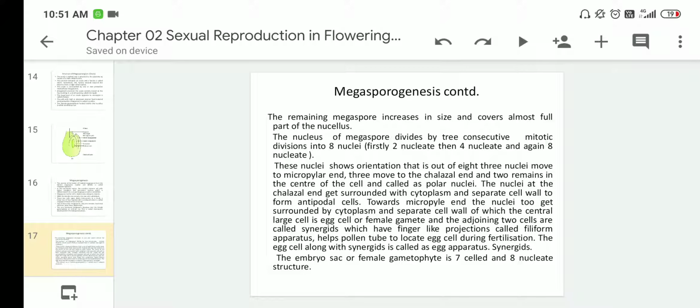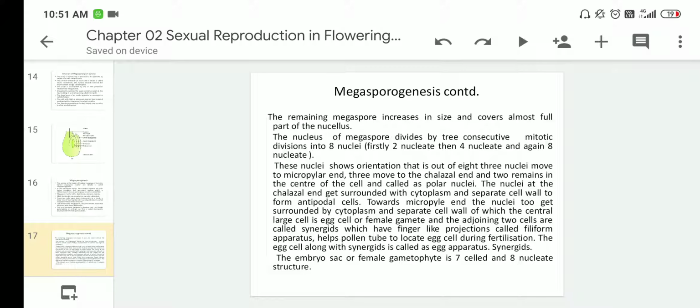Synergids are helping in nature, especially for fertilization. No other role has been noticed for these synergids.